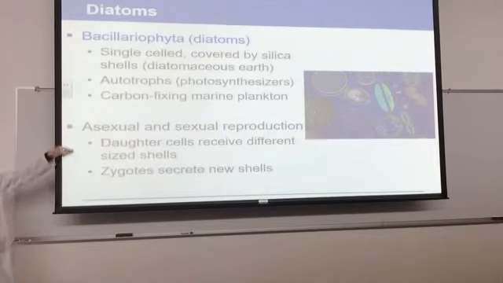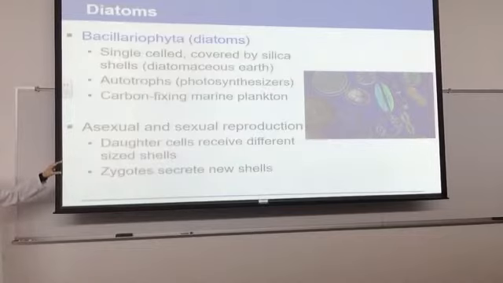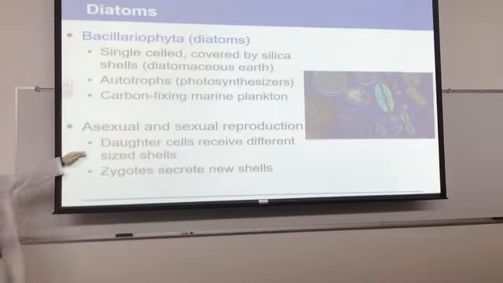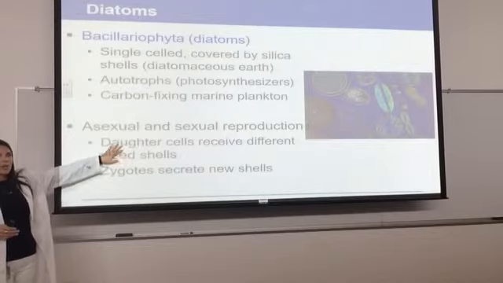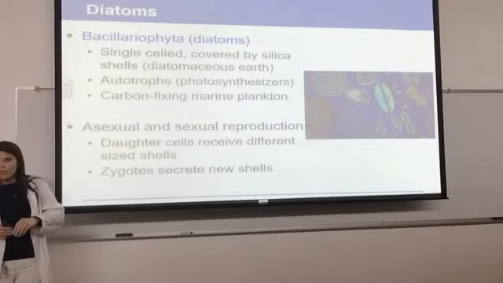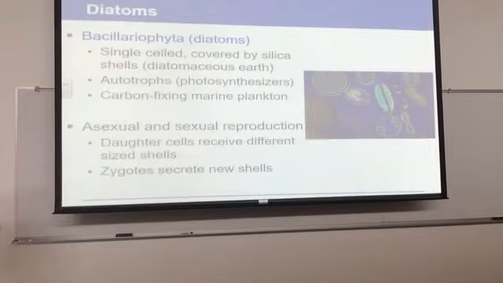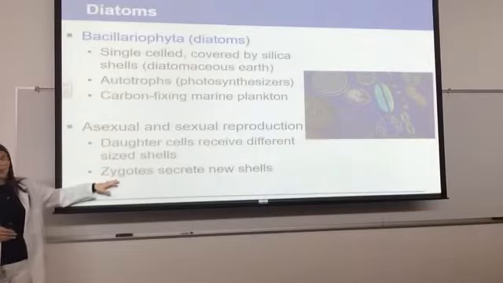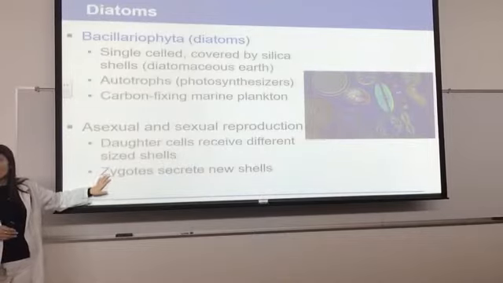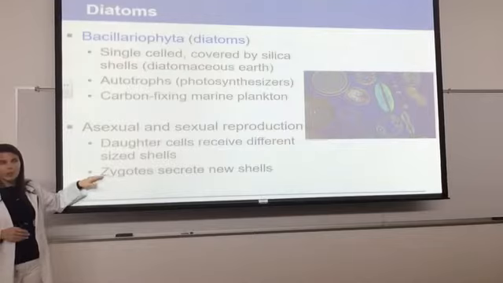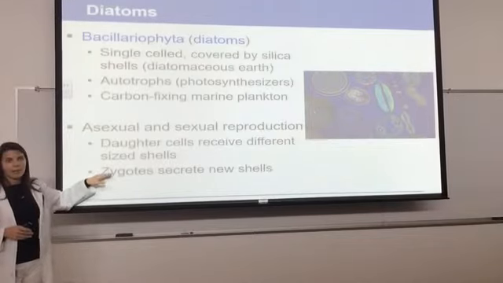Now here, I have two descriptions of the shells or tests that these organisms are going to have. It says here, daughter cells receive different sized shells. Are daughter cells the result of asexual or sexual reproduction? Asexual. Daughter cells are the result of asexual reproduction. Here it says the zygote will secrete a new shell. Sexual or asexual? Sexual. Zygote is an indication of sexual reproduction. That's where sperm and egg have met.